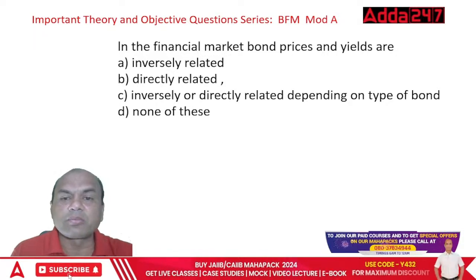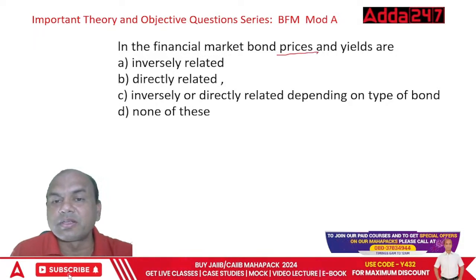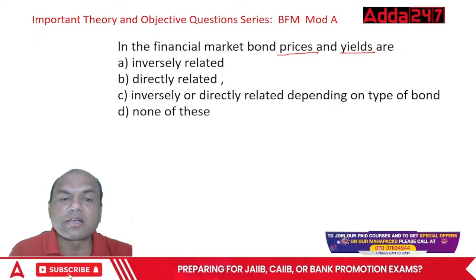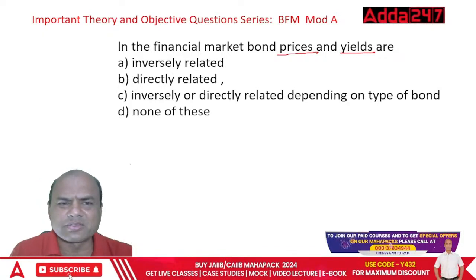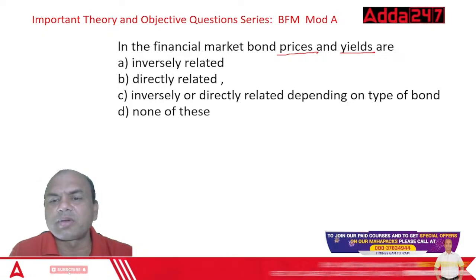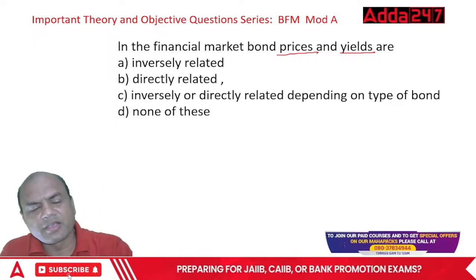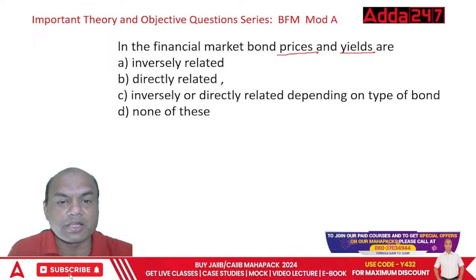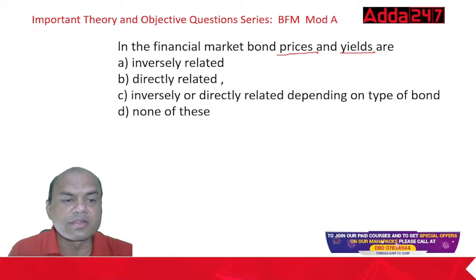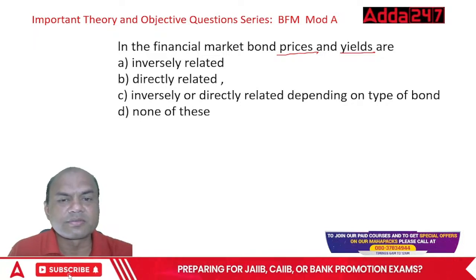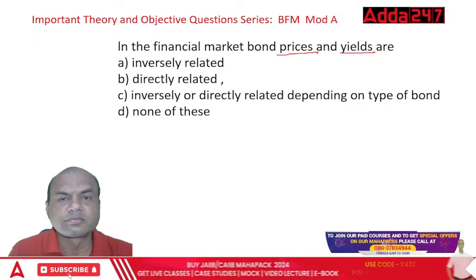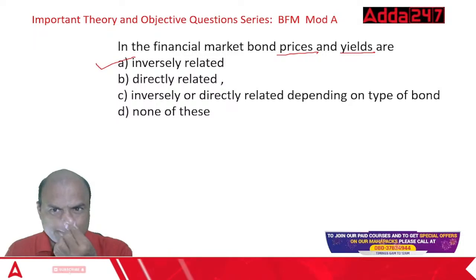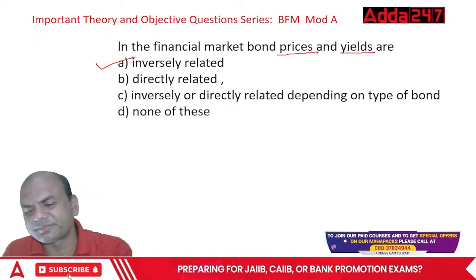In the financial market, bond prices and yields will always be what? Inversely or directly related? You should get this from your basic knowledge. Inversely, obviously. Prices and yields are always inversely related.